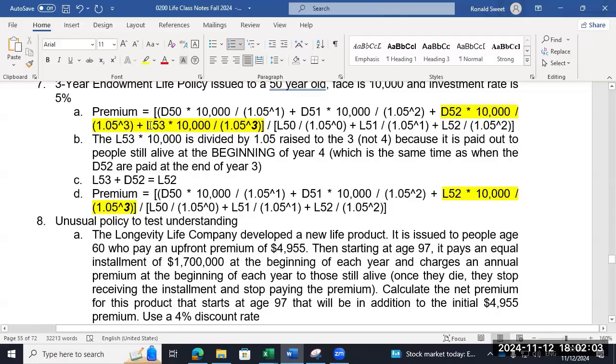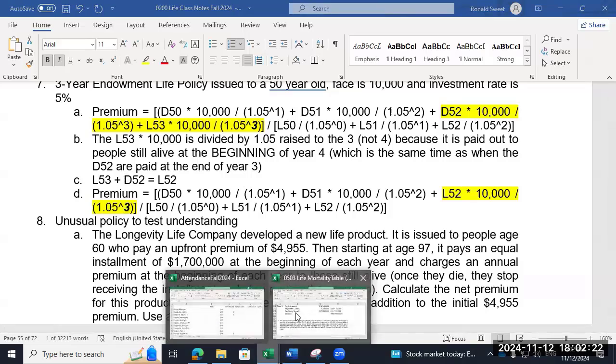But D52 versus L53, those alive at 53 plus those who died during their 52nd, obviously equals those alive at 52. You just substitute that. Since you're raising them both to the third, you can add them together and still do it. So that simplifies that particular formula.